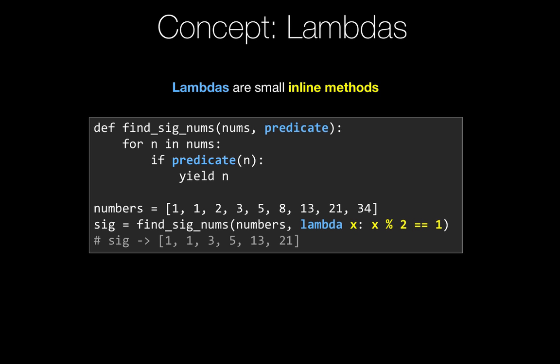Let's take a moment and talk about a core concept called lambdas. In Python, functions and methods are first-class citizens. That means they have their own type, they can be passed as arguments, and they can be treated like a class or other elements in the language.